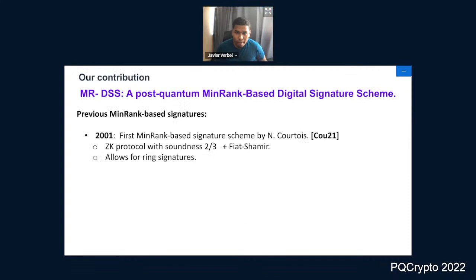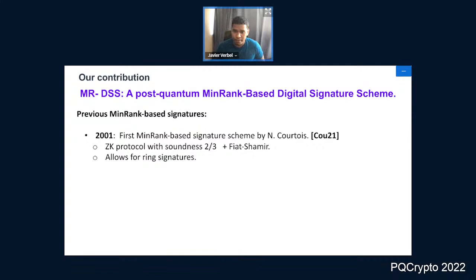This is not the first work in this line. Twenty years ago, Courtois proposed the first zero-knowledge protocol based on the hardness of this problem. Then he used the Fiat-Shamir transformation to get a signature scheme. The zero-knowledge protocol he proposed has soundness error 2/3. He also pointed out that his scheme allows for ring signatures, but he didn't formalize this scheme per se.